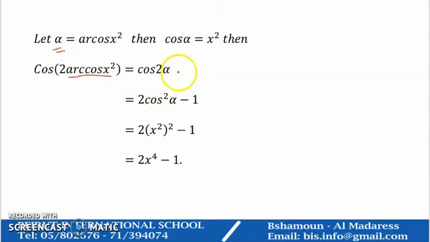We obtain cosine of 2 alpha, but we remember that cosine of 2 alpha equals 2 cosine squared of alpha minus 1. But cosine of alpha equals x squared, so I can replace cosine of alpha by x squared. So we obtain 2x exponent 4 minus 1.